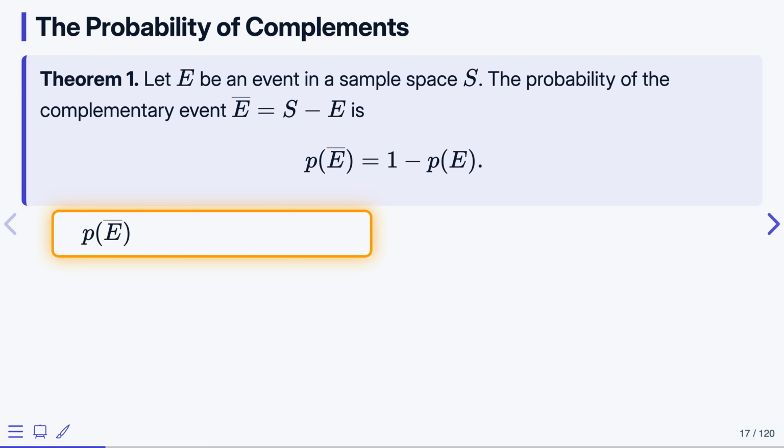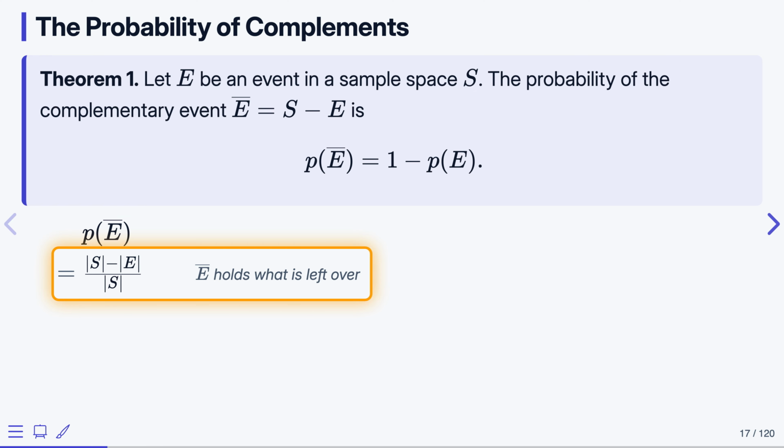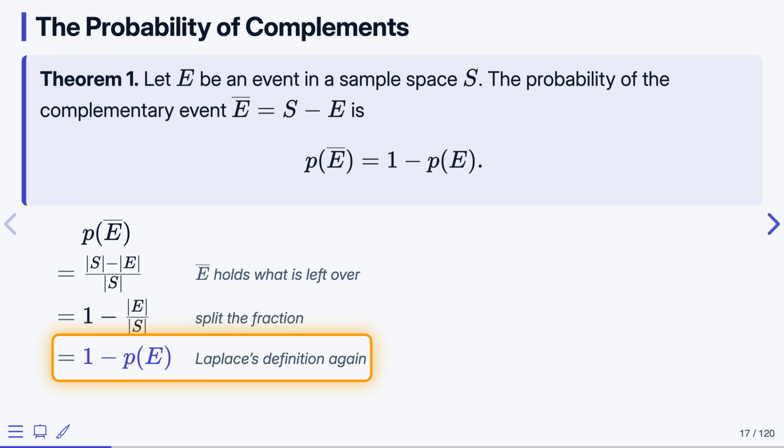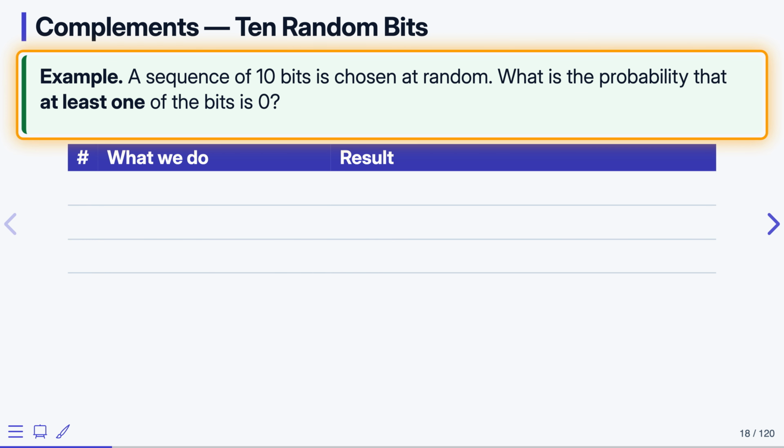Let's work it out. We start with P of not E. Not E holds the outcomes left over, so its size is the size of S minus the size of E. Then we divide by the size of S. Now split the fraction into two parts. The size of S over the size of S is 1, so we get 1 minus the size of E over the size of S. And that second part is just P of E, so P of not E is 1 minus P of E. This rule is very useful. Sometimes the bad cases are much easier to count. This is where the complement rule helps.